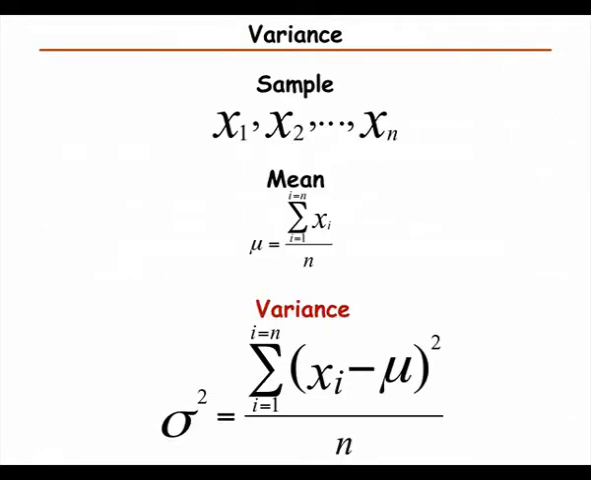So then, I'm sure you've all calculated the variance. So again, we have a sample. We calculate the mean by summing up the values and dividing by the number of samples. And then we take the square of the differences from the mean for each point, sum that up and divide by n. And that's the variance, or the square of the standard deviation.